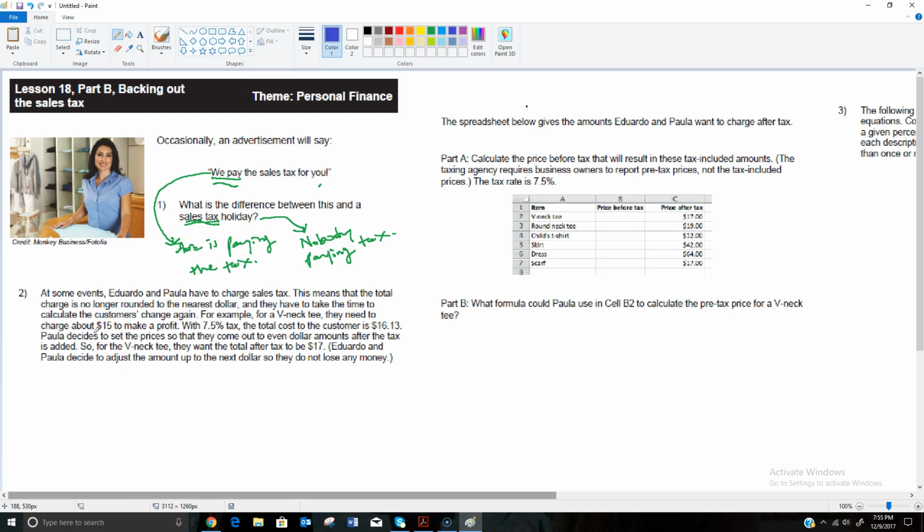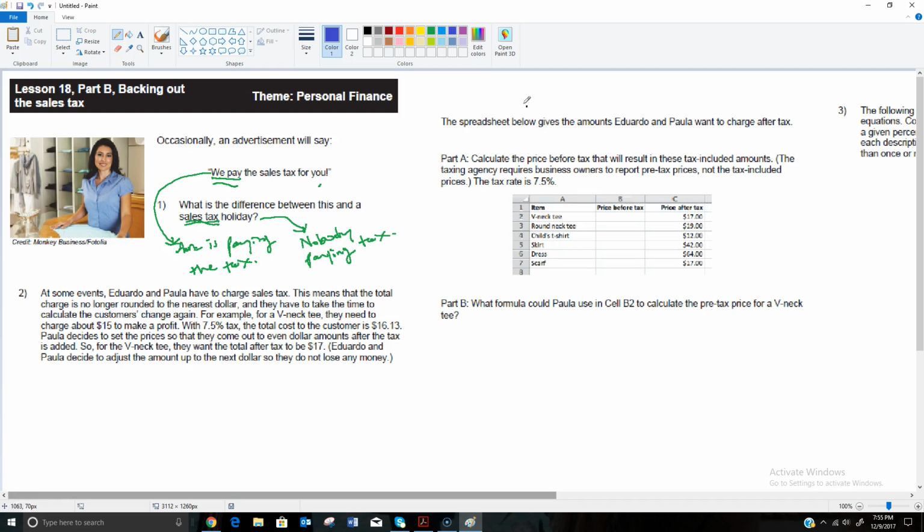So for example, for a V-neck tee, they wanted to charge $15, and then with the 7.5% tax, that came to $16.13. So Paula says, hey, let's set the prices so that they come out to even dollar amounts after the tax is added. So the V-neck tee, they round up to $17. They decide to round up so they don't lose any money.